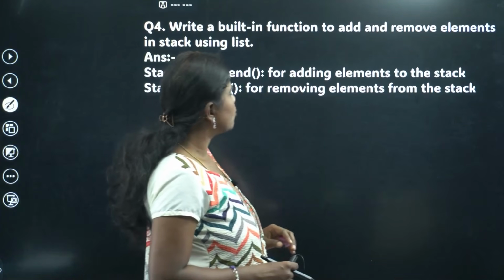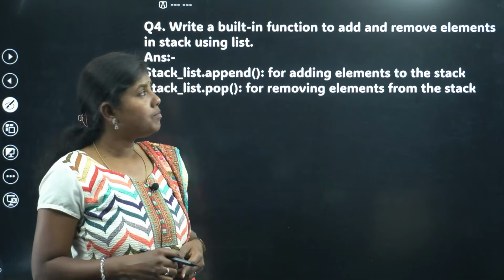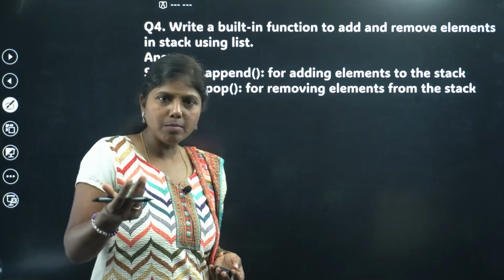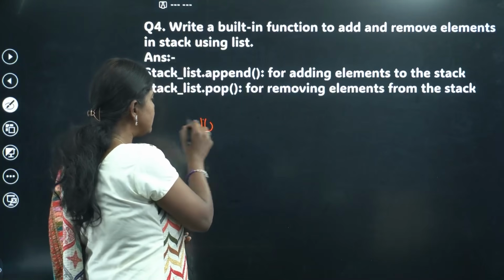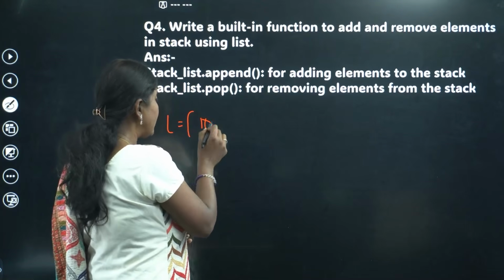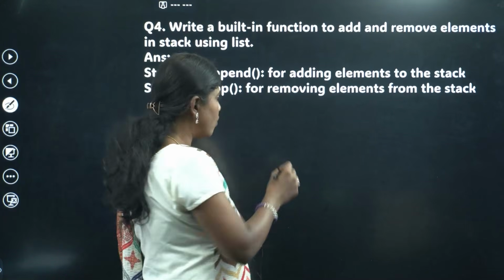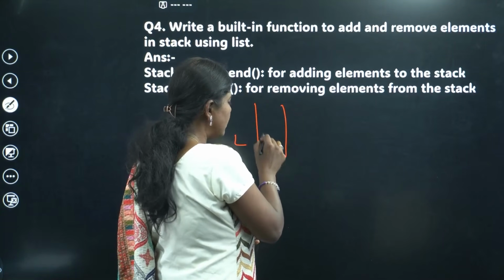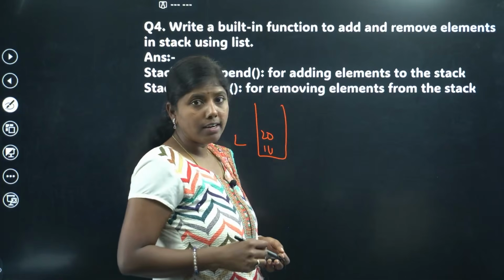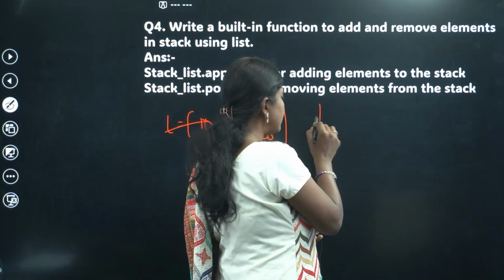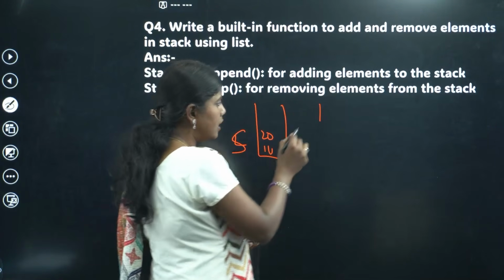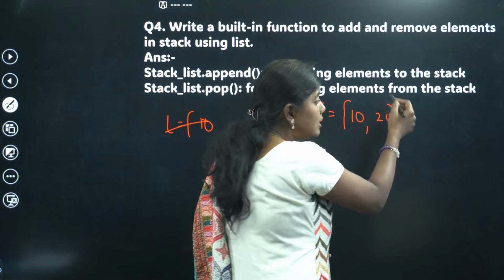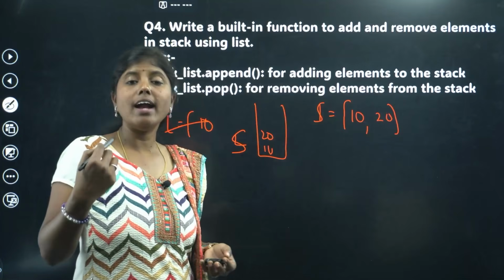Write a built-in function to add and remove elements in a stack using a list. So I have to take a stack as a list now, and I need to add elements to the list. For example, there is a stack here, and I can store the values 10 and 20. So S is equal to, I have taken 10, 20 already there. For this stack, I need to add 30.